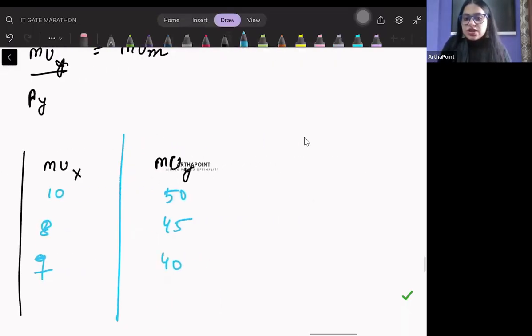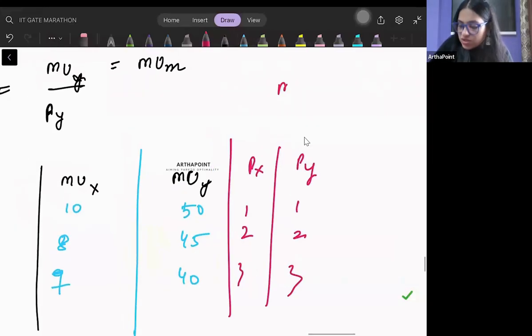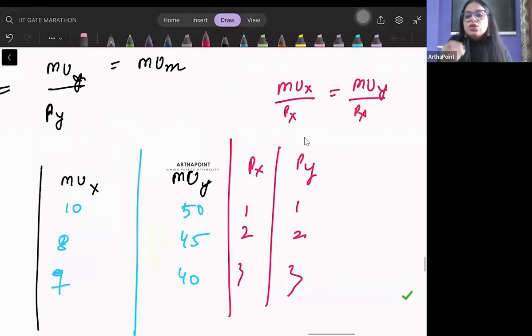So equi-marginal utility says that if I also give you their prices, 1, 2, 3, 1, 2, 3, something like that, then you will consume till the point where MUX by PX will be equal to MUY by PY. You need to go ahead and equate the two. And when these two become equal, that is when you will stop your consumption.